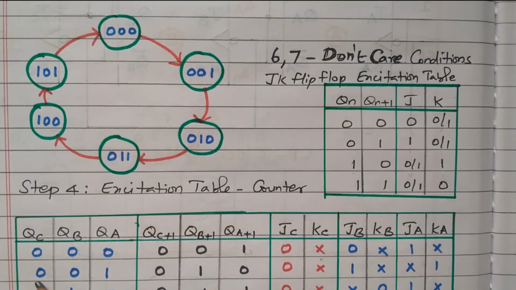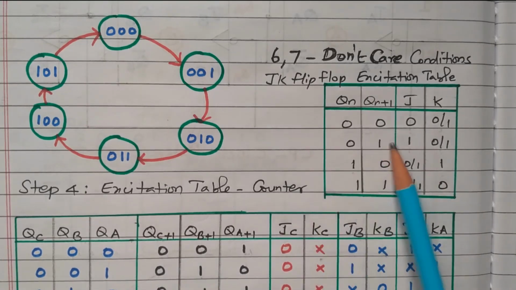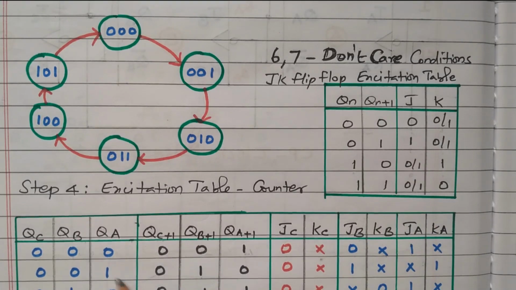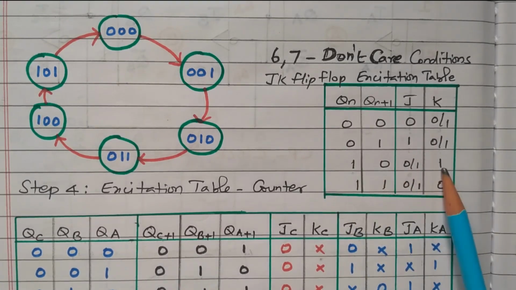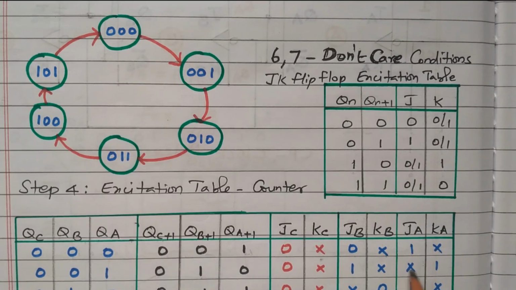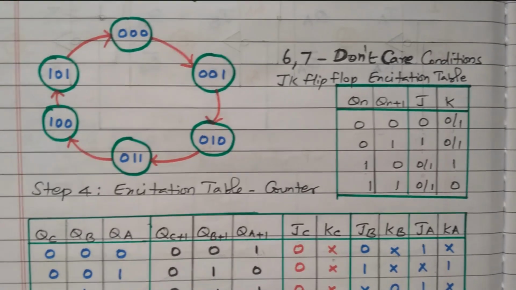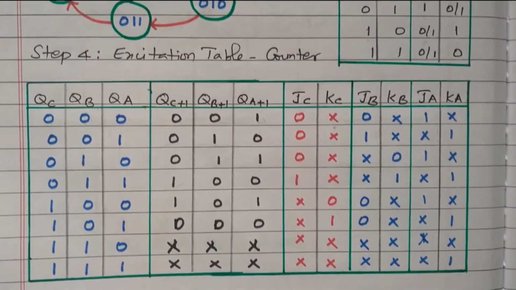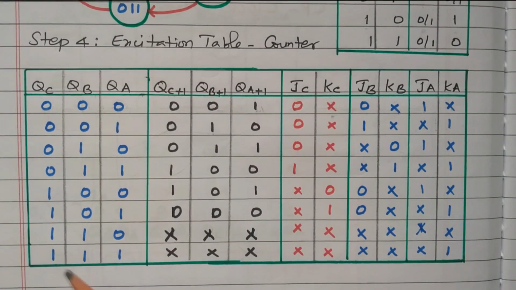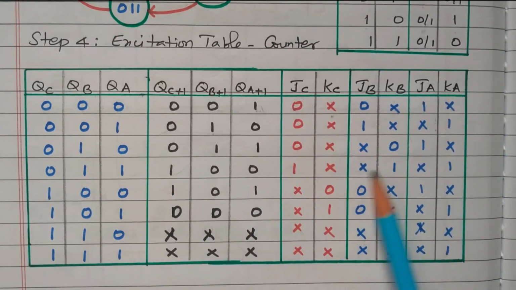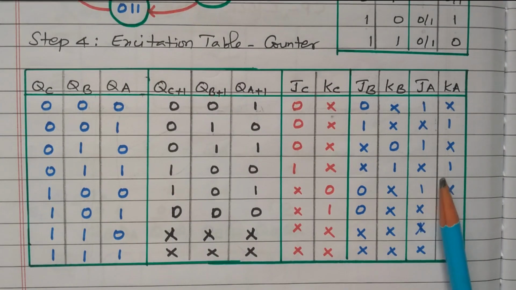We can go for one more. 0 to 0 means again it is 0X. 0 to 1 means 1X. 1 to 0 means X1, the input is X1. Like that we can identify for all 6 combinations of this binary number, the inputs to the C flip-flop, B flip-flop and A flip-flop. These last 2 are don't care conditions. Only 6 combinations are available, the 7th and 8th are don't care conditions.